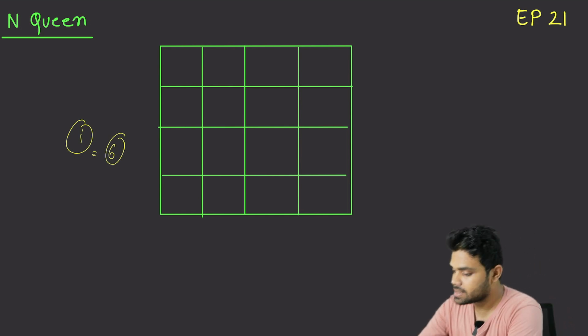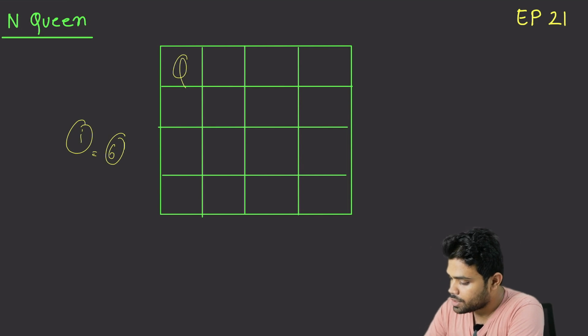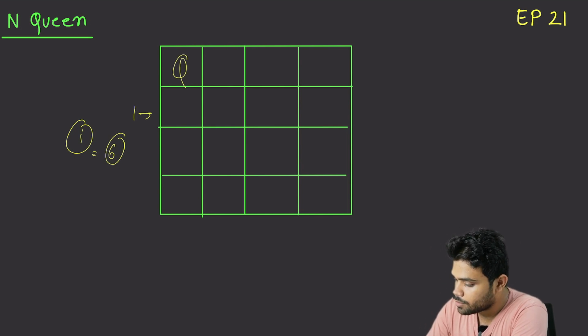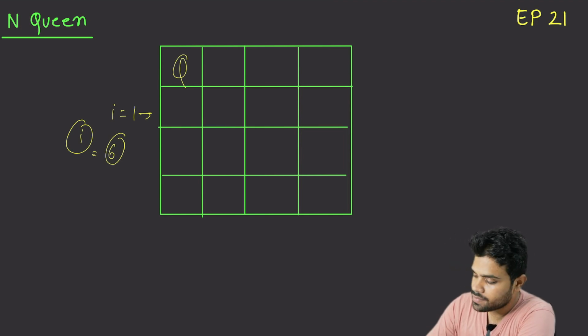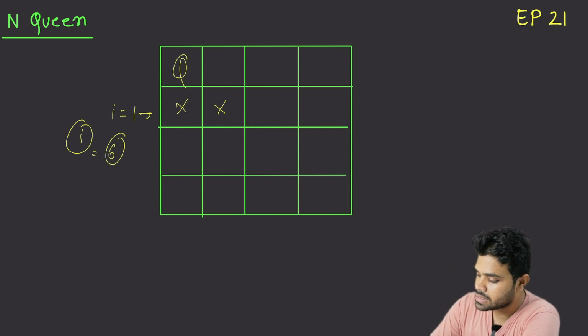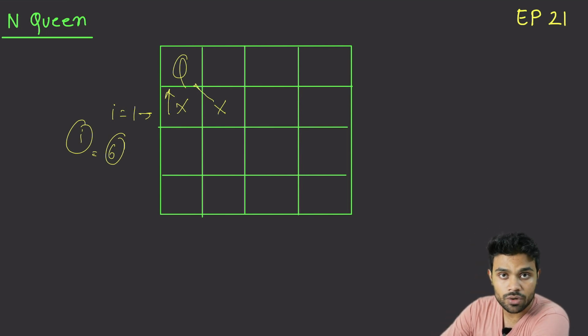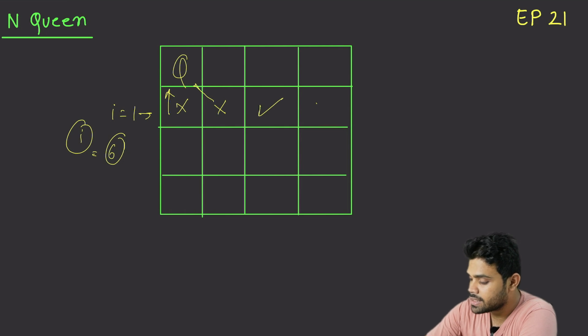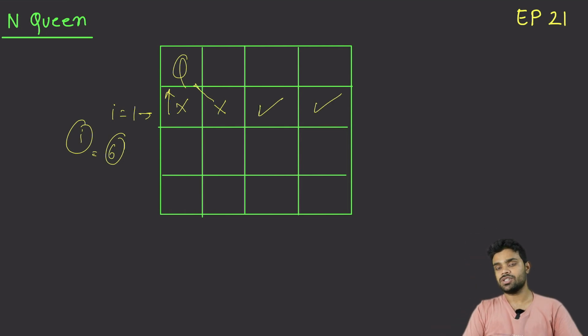So for example, let's take the queen here. Let us say I'm talking about this particular row, i is equal to 1. So what safe positions do I have here? This is not safe, this is not safe. Why? Because these both positions will attack the previously placed queen, so we cannot do that. So this is the safe position and this is the safe position. These are the two safe positions where we can currently place our queen.